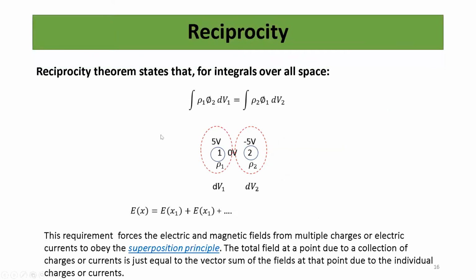So, reciprocity. Reciprocity states that integrals over a space will all sum together. The requirement forces the electric and magnetic fields for multiple charges, or multiple sources of the magnetic field, to all sum together, or follow the rules of superposition. Basically, that means if I got a magnetic field from a chunk of a magnet and I got a magnetic field coming from a coil of wire, at any point in space, I can just sum those fields together and say they're good.